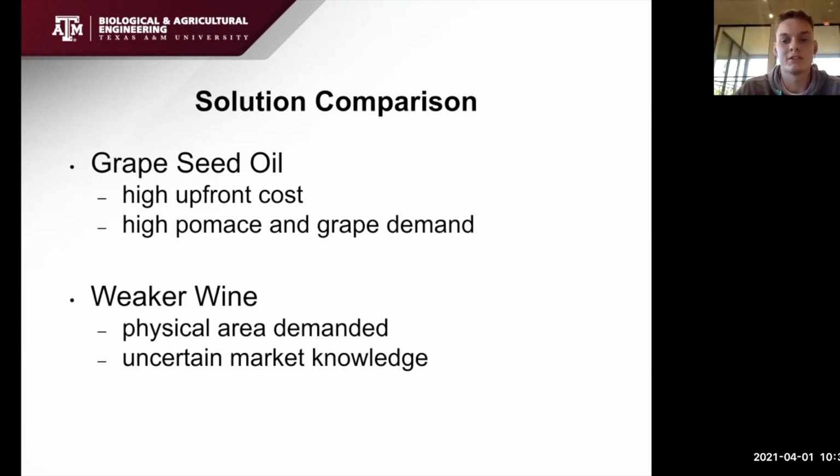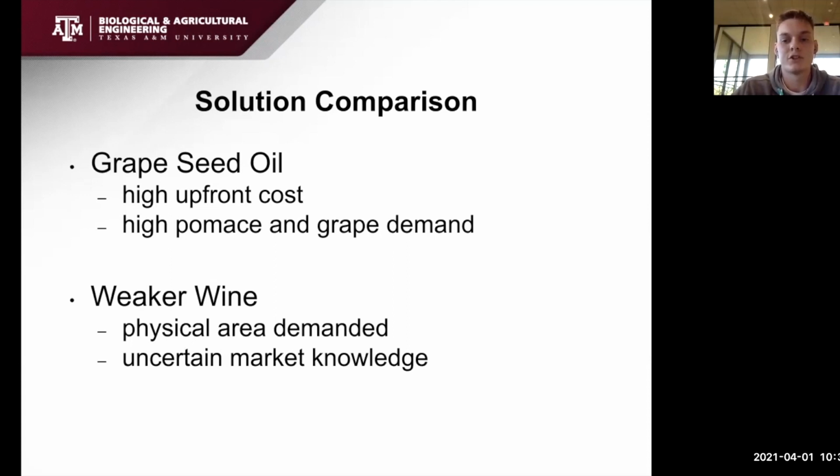Another solution we were looking at was weaker wine, which was essentially a diluted version of the red and white wines that Engedi Vineyards already produces. There's no extra overhead cost or implementation cost because the process closely resembles the existing process. The downside of this idea then is that it requires more room on the client's property.